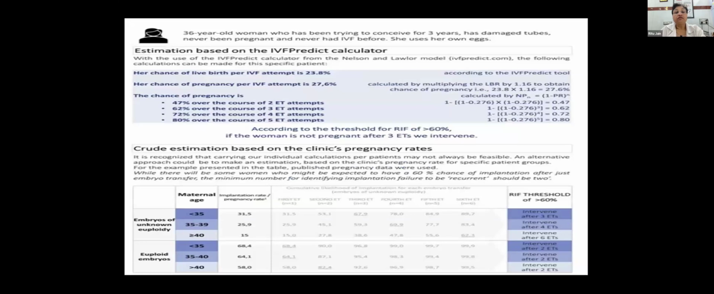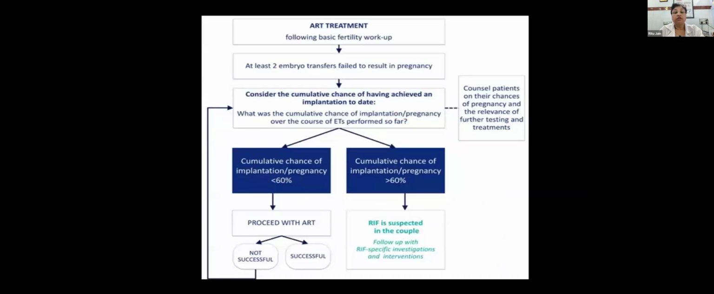Now, there is an IVF predict calculator which tells us when to intervene. If the embryos transferred were of unknown aneuploidy status, before 35 years of age, intervention needs to be done after 3 embryo transfers. In the same way, as age increases, aneuploidy increases. In more than 40 years of age, intervention is needed after 6 embryo transfers. But with euploid embryo transfer, at any age, 35 to 40, even after 2 failed embryo transfers, intervention is needed. So the cutoff is taken as 60%. RIF is suspected, or needs to be further investigated and worked up, when it has failed to meet the 60% implantation chart.